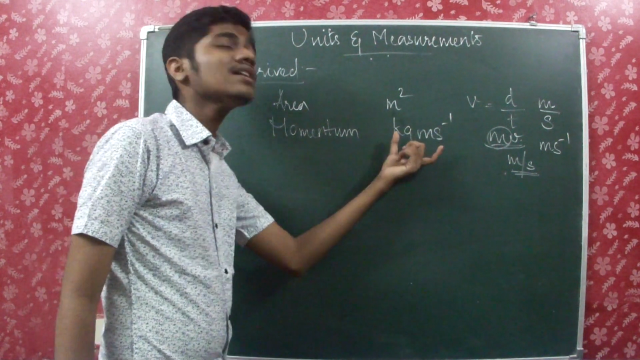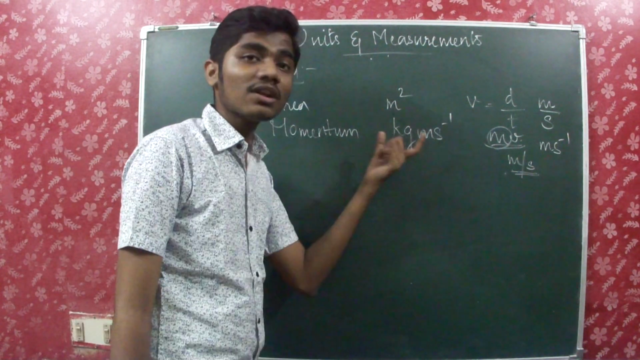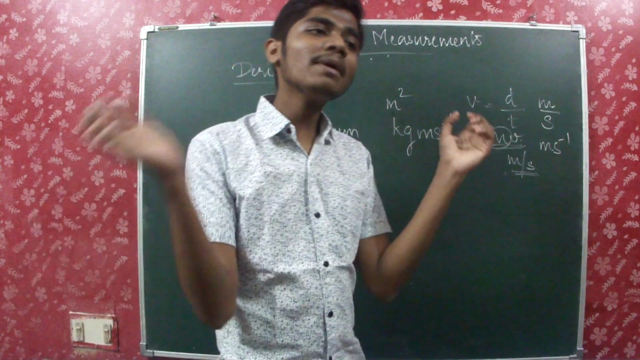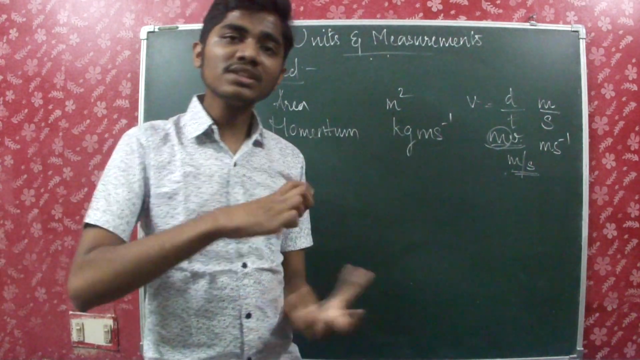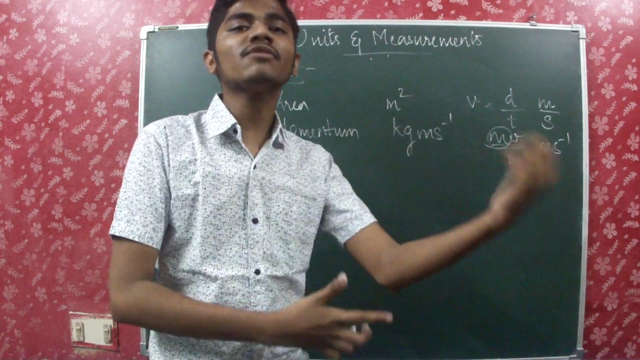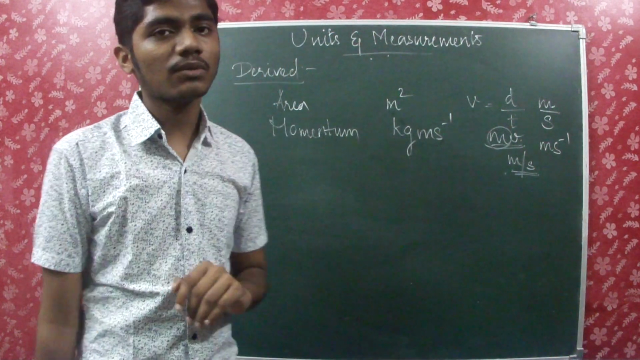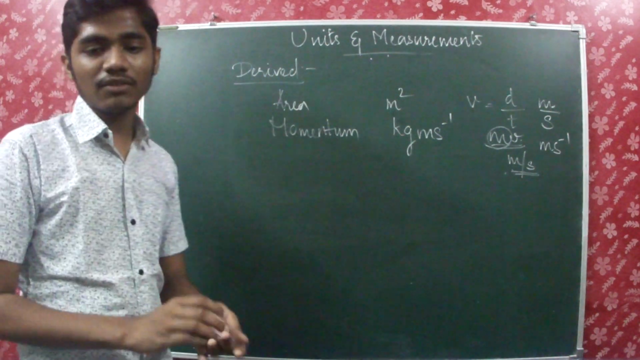So these all are the units, fundamental units. These all are fundamental units. Am I right? So either by adding or doing some kind of an operation with the fundamental units, we derive the derived units. Okay, so that's what is known as derived units.